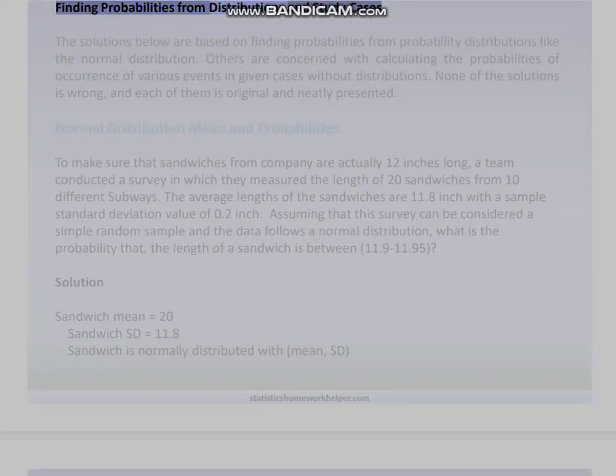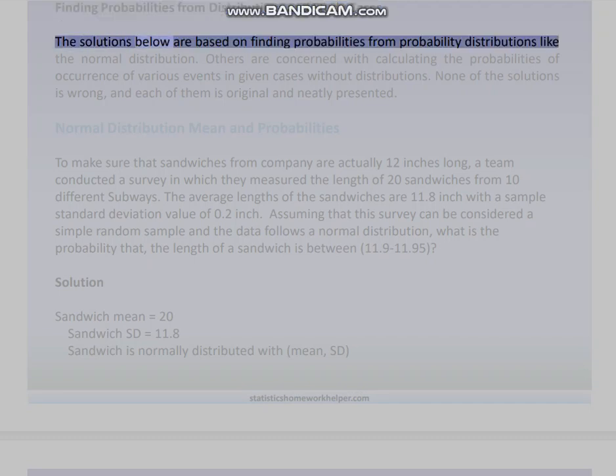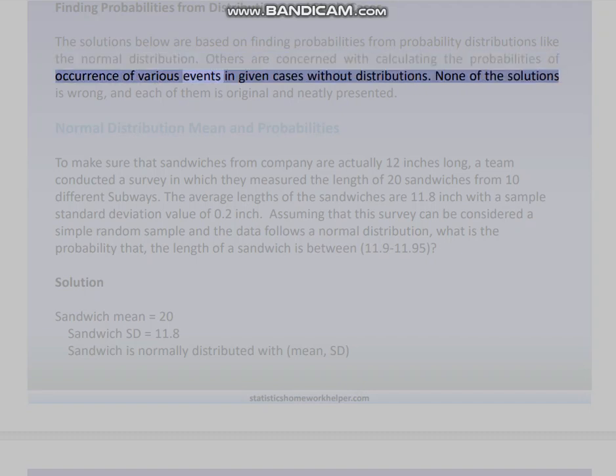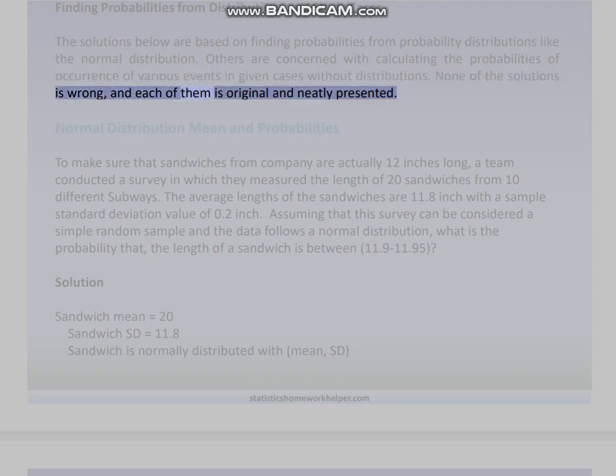Finding probabilities from distributions and study cases. The solutions below are based on finding probabilities from probability distributions like the normal distribution. Others are concerned with calculating the probabilities of occurrence of various events in given cases without distributions. None of the solutions is wrong, and each of them is original and neatly presented. Normal distribution, mean and probabilities.